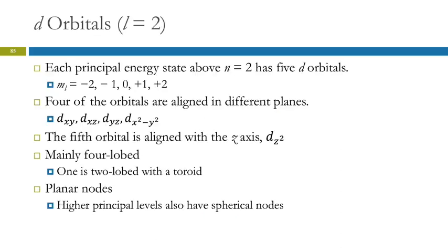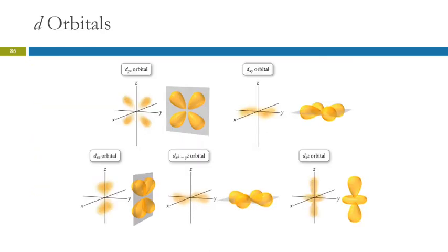The d orbitals, that's when L equals 2. When L equals 2, you've got 5 possibilities from m sub L, and these are aligned differently. There are 4 different planes, and then there's a 5th one that's along the z-axis. It has a different shape. Most of these are 4-lobed, so it's kind of like a double p orbital, and then the last one is just weird looking. And again, as you go to higher principal levels, you've got more nodes in these. So there's the d orbitals. Aren't they lovely? These aren't too bad, but this one's weird.